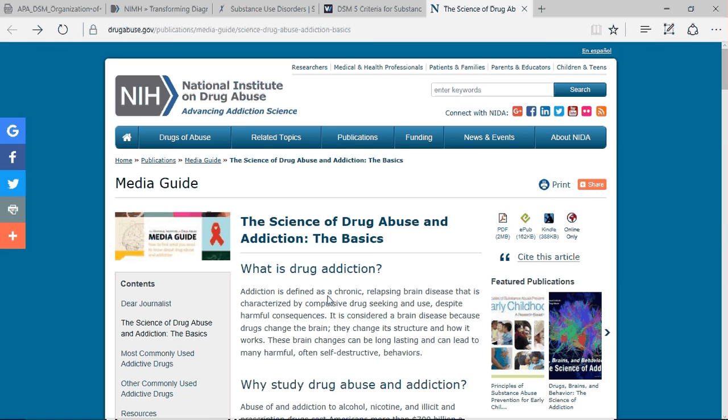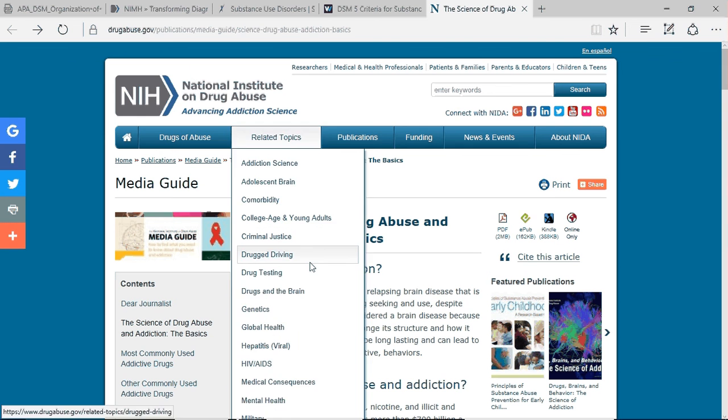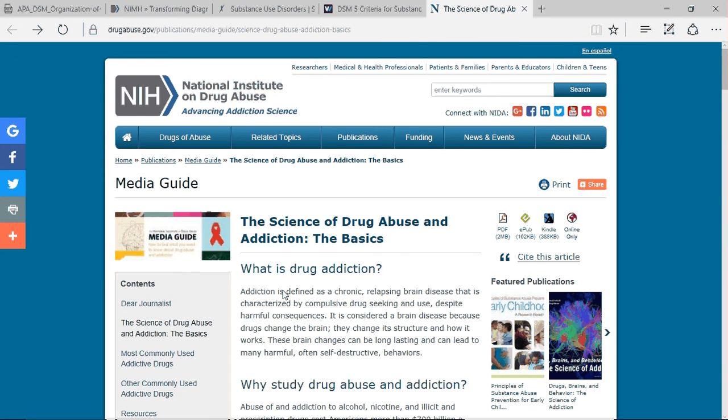Now, from the National Institute on Drug Abuse, again, we're talking about a government agency. If you go up here and look, they define addiction as a chronic relapsing brain disease. It is characterized by compulsive drug seeking and use despite harmful consequences. It is considered a brain disease because drugs change the brain. Okay. Eating then is a disease because eating changes your brain. The brain changes can be long-lasting, can lead to many harmful other destructive behaviors.